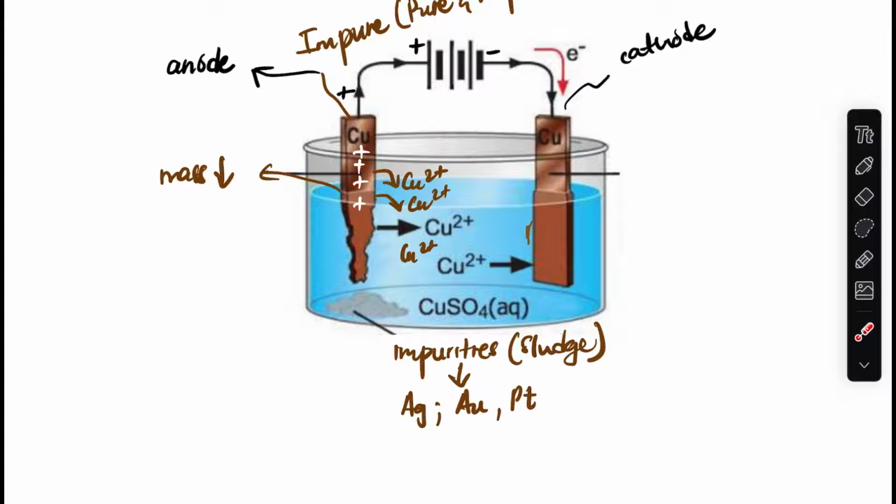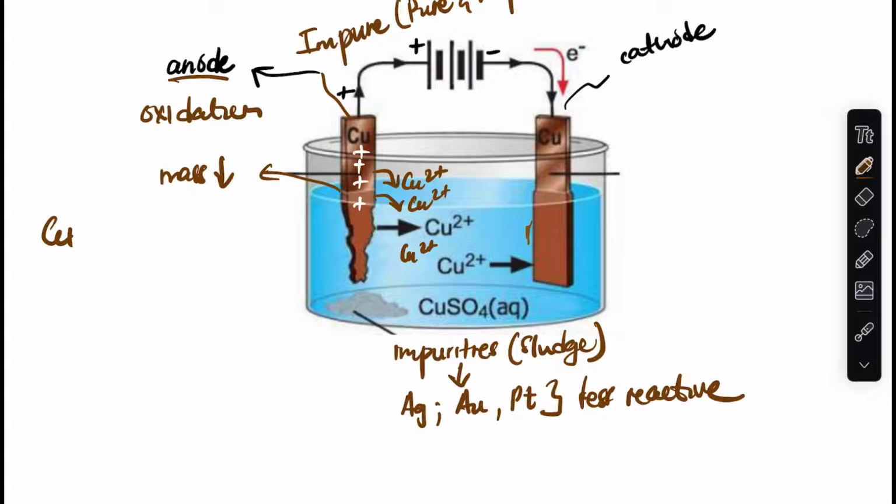So they are unreactive, these materials, so they will fall to the bottom. They are less reactive, let's put it that way. In the redox table, they're below copper, right? So what is happening here at the anode? There's an oxidation that takes place here.